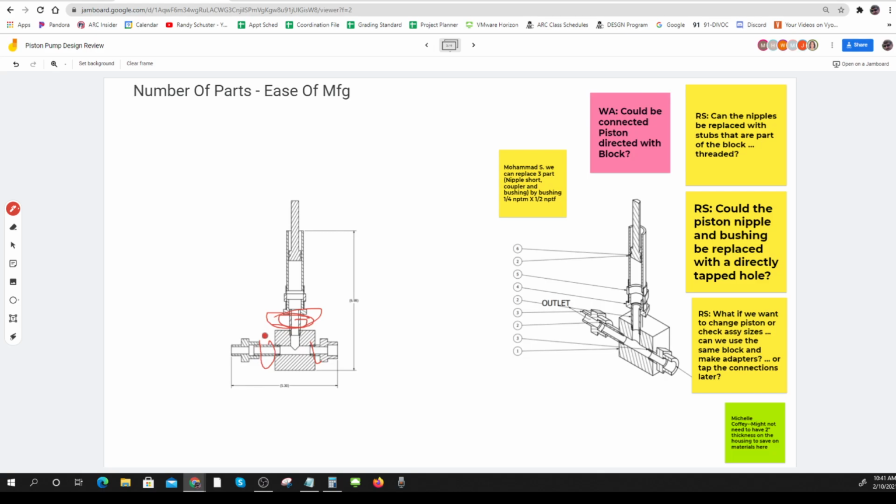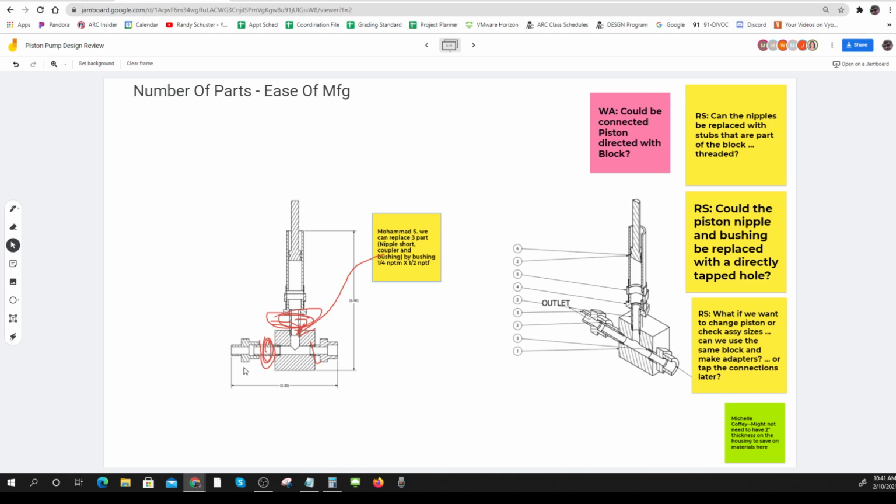This one and this one. Basically with just a stub that sticks out and just thread it directly. Is that something that could be done? Okay, and Muhammad says you could replace 3 parts, 1, 2, 3, just by tapping this part, right? So I'm going to move Muhammad's over there. So that makes sense. Ease of manufacturing.